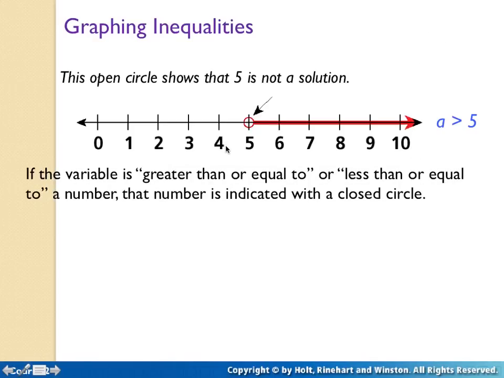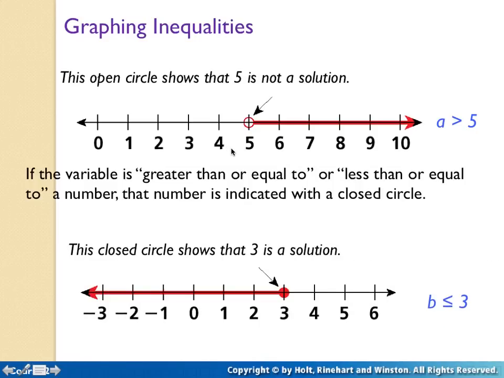If the variable is greater than or equal to or less than or equal to a number, the number is indicated with a closed circle. So, in this example where we have b is less than or equal to 3, since it's less than or equal to, we still put a circle at 3, at our numeric answer, but we shade it in. It gets closed. It's what we call a closed circle, but literally you shade it in. Anytime it's less than or greater than, less than or equal to or greater than or equal to, the circle on the number line that indicates the part of your solution will be shaded or colored in.